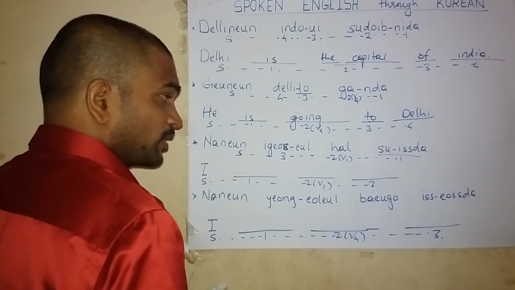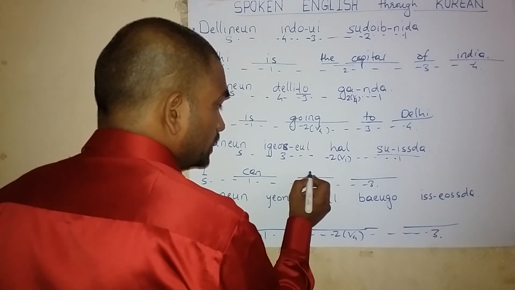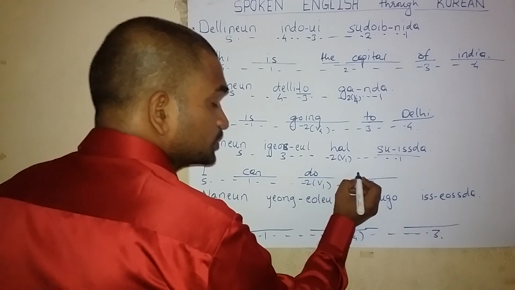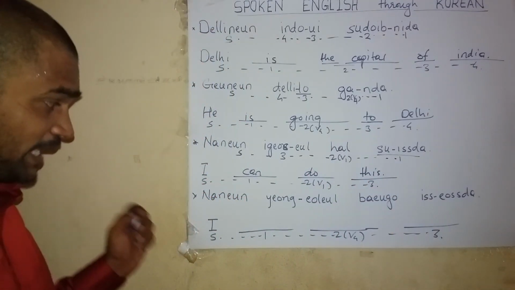Nanyon, I. The word for suizda, can. The word for hal, do. The word for igos yul, this. I can do this.